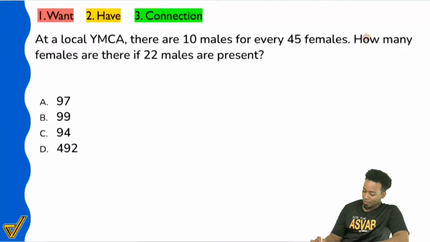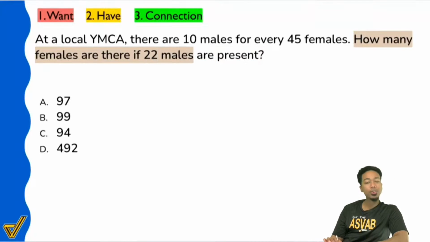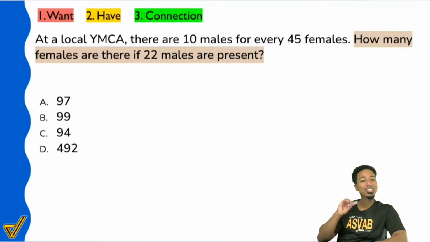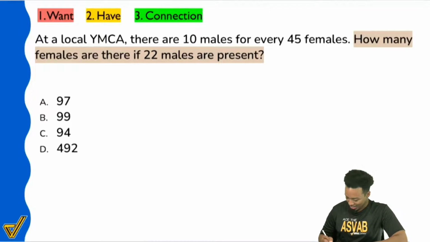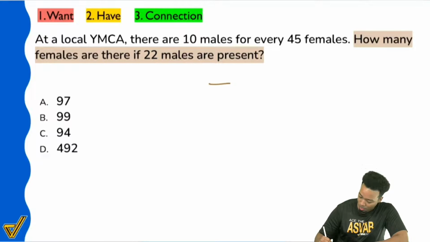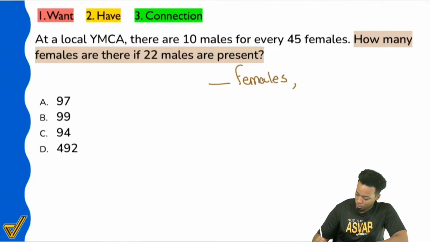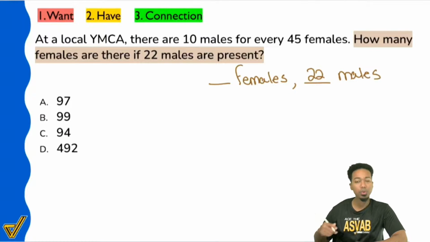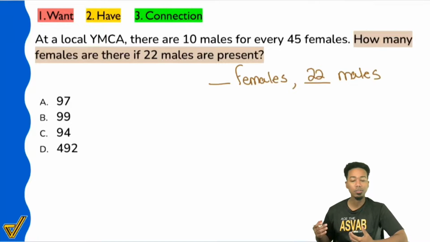Our question reads, how many females are there if there are 22 males present? So let's go ahead and write this down right over here. We are looking for the number of females here, and there are 22 males present. So if we look at the information that we're given, what we need to know is that we're trying to set up females to males. As long as we keep that in our heads, we're going to have ourselves an easy time.